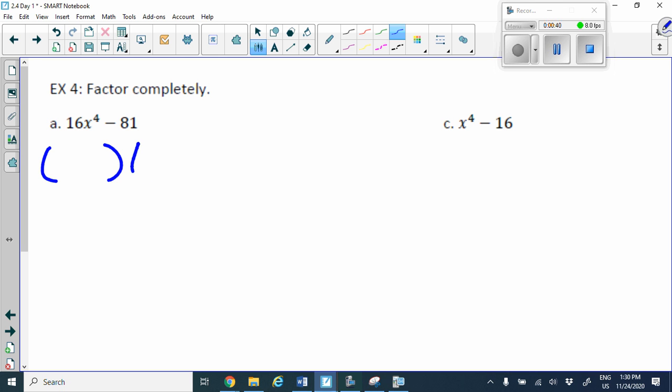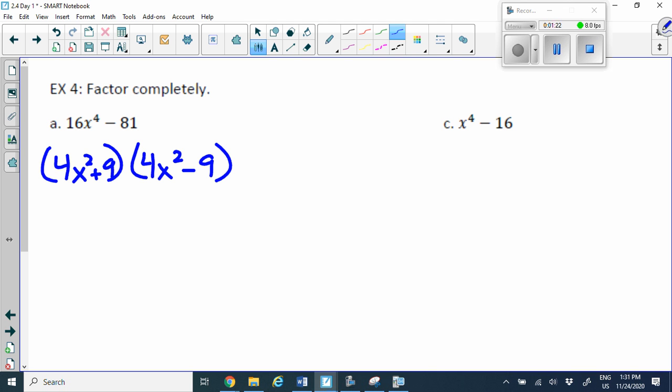So we're going to do two sets of parentheses, okay? Notice that 16 and 81 are perfect squares. What's the square root of 16? That's going to be 4, right? Now, this is where it changes. Usually when we do the difference of squares, we have 4x and 4x. But because we have to multiply to get x to the 4th, this is actually going to be x squared, okay? That's the only difference between this problem and a difference of two squares type of problem. Instead of having just x, we're going to have x squared. Okay, 81, that is a perfect square. We know it's 9. And don't forget, because we have the subtraction, we're going to do a plus and minus.